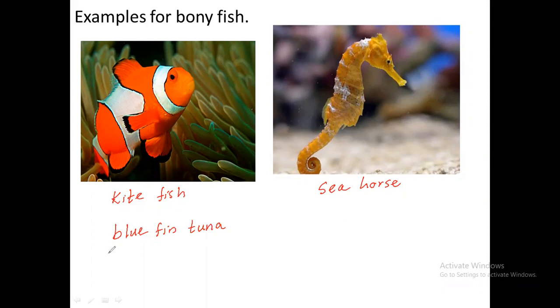Tilapia. Tilapia means it is a freshwater fish. The tank fish you eat are tilapia. In our tanks, mostly it is this one. Right, tilapia. In addition to them, write down this also. They are bony fish.